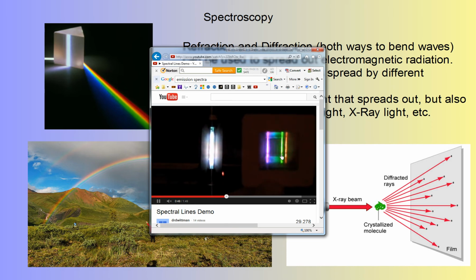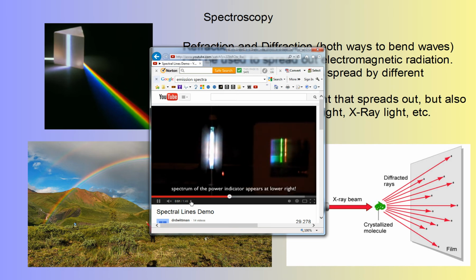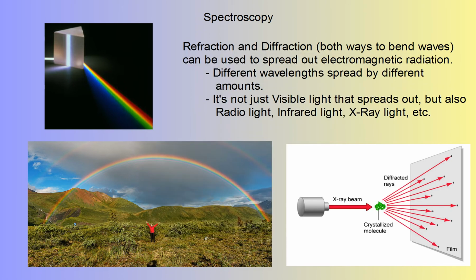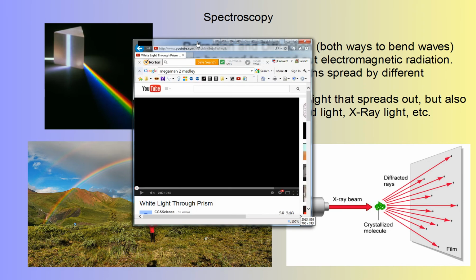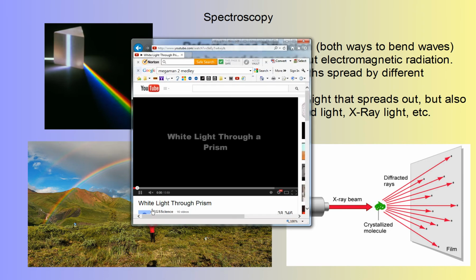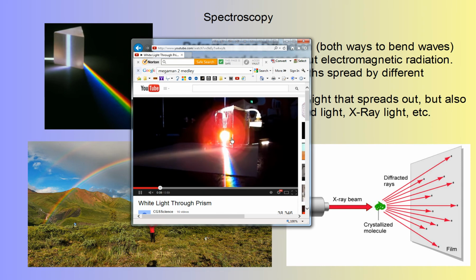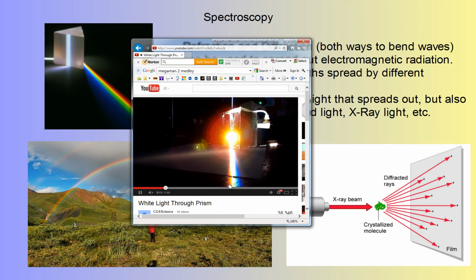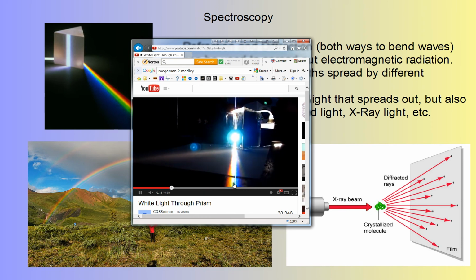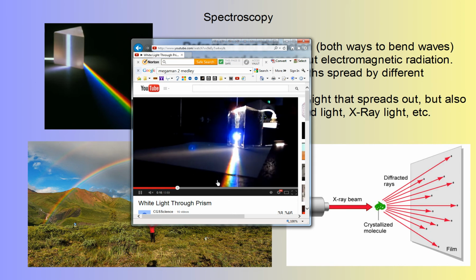It's cool. So that's using a diffraction grating to bend the light. And then you can use a prism to bend light. You can see here there's a white light source behind this prism, and it's spreading it out into the rainbow of colors. And as we learned, there's probably some infrared light here that we can't see, and some ultraviolet light that we can't see.